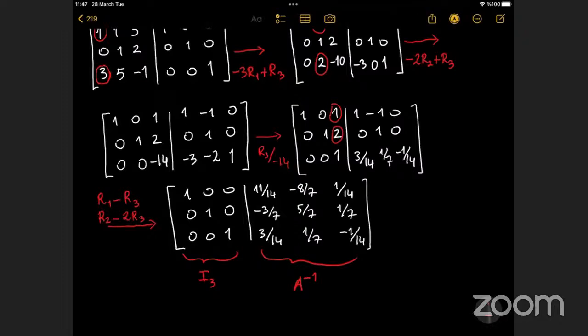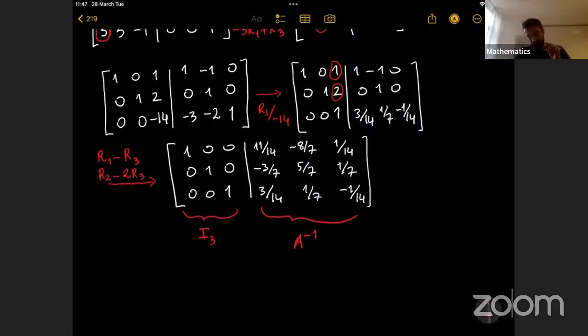Hocam, az önceki... If you like, give me a minute. If you like, you can write it like this. You can take 1 over 14 out and write it like 11 minus 16, 1, and so on. You can write it like this, okay? This is fine.